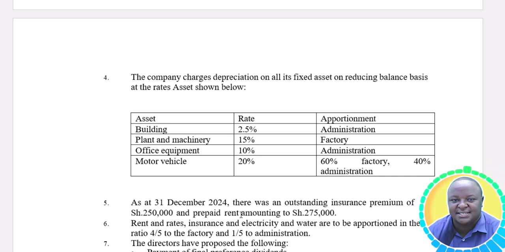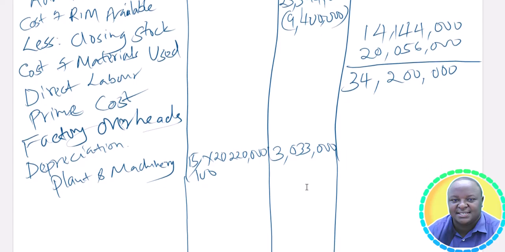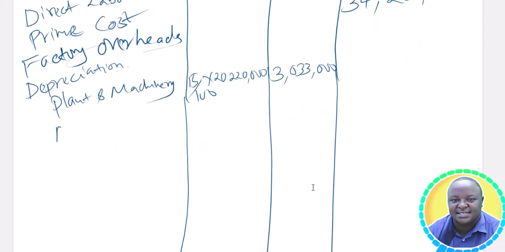Then our next asset to depreciate is motor vehicle. We have been told that motor vehicle is depreciating at 20%, but 60% is allotted to factory and 40% to administration. So we are going to get 20% of the total cost, but we'll take 60% of that. So we will have motor vehicle.